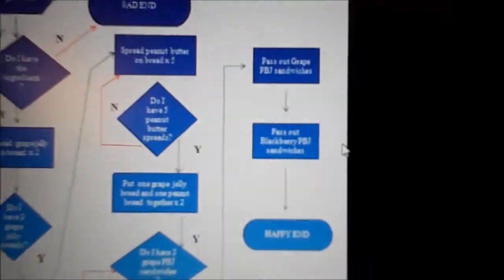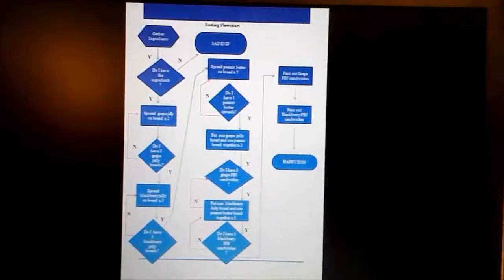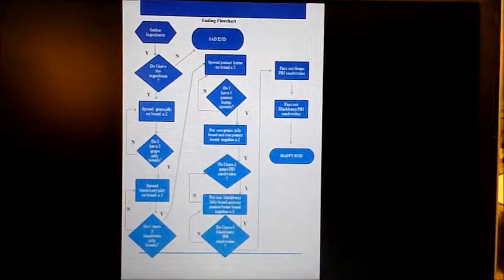and we get to, then you have the grape jelly sandwiches that you have to pass out first. There it is. And then you should have your blackberry sandwiches that you can also pass out. And then from there, you can loop back to your happy end because you were able to pass out both the blackberry and the grape jelly sandwiches. And that concludes the small video on how to follow a flowchart making sandwiches.